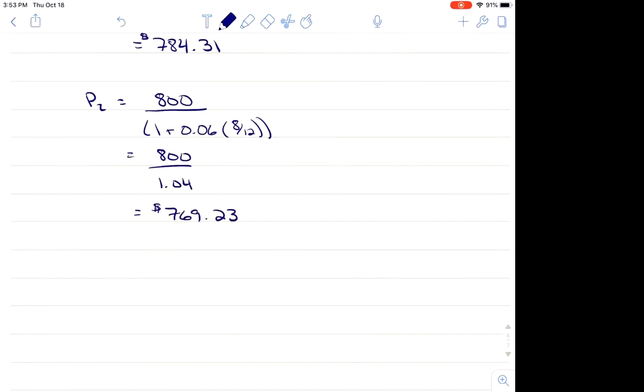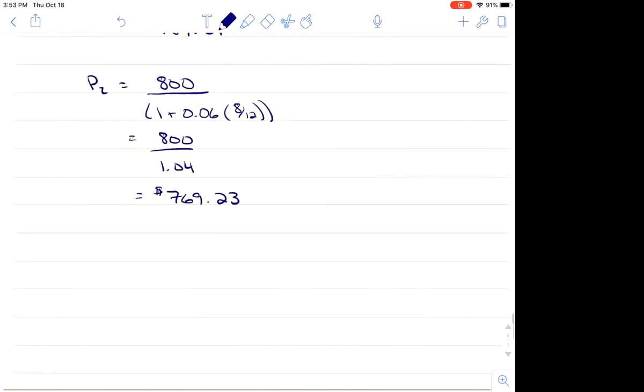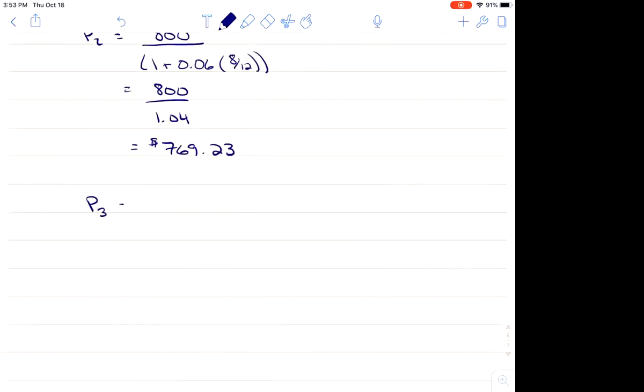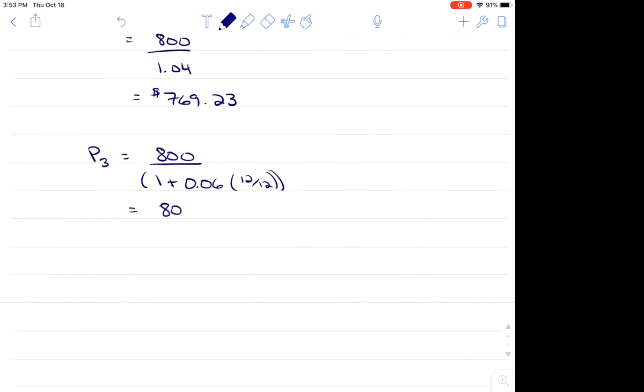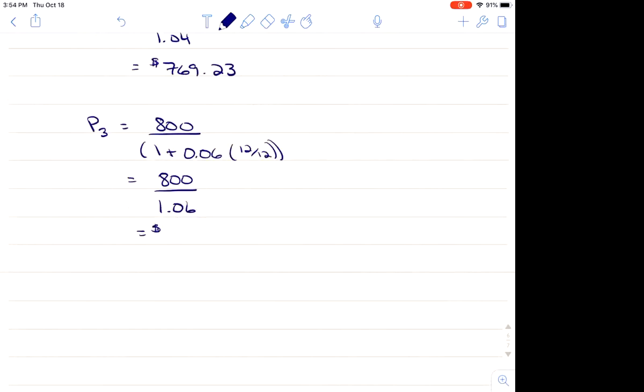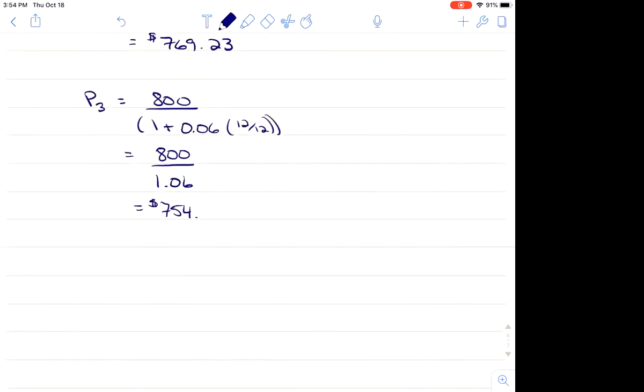Gets a little tedious, right? But I don't know about you guys, I like tedious. Makes me feel like I know what I'm doing. It's nice, it's relaxing. So we just keep going. P3, 800 over 1 plus 0.06 times 12 over 12 this time. So 800 divided by 1.06. $754.72.